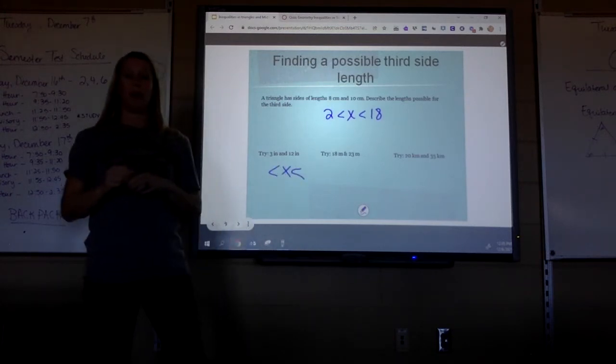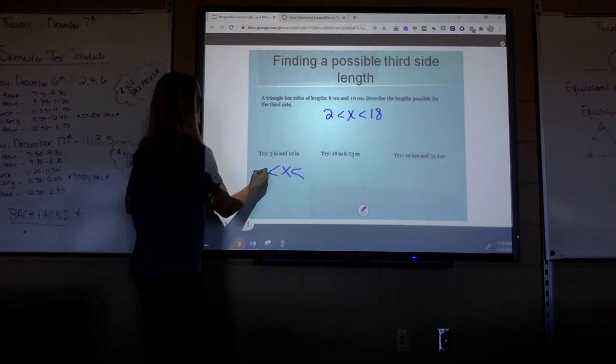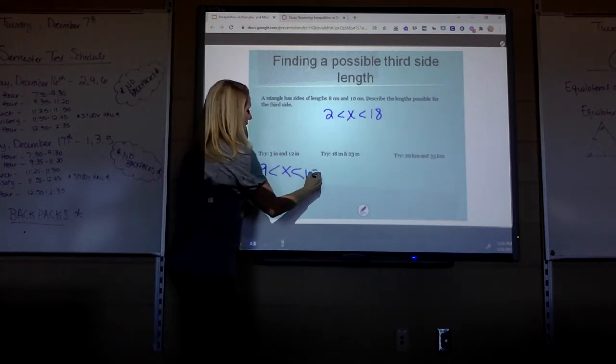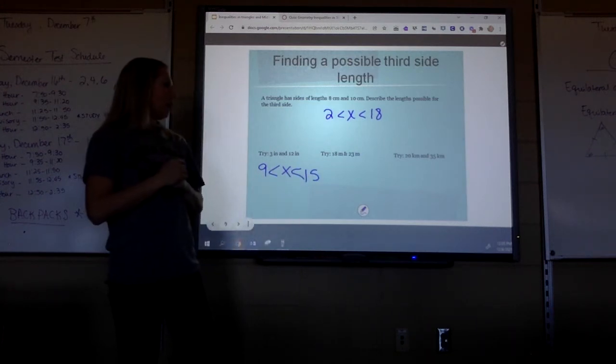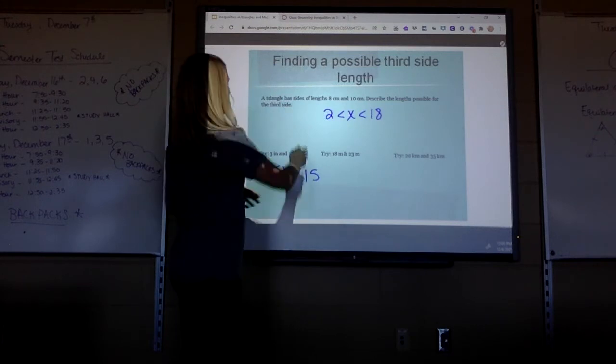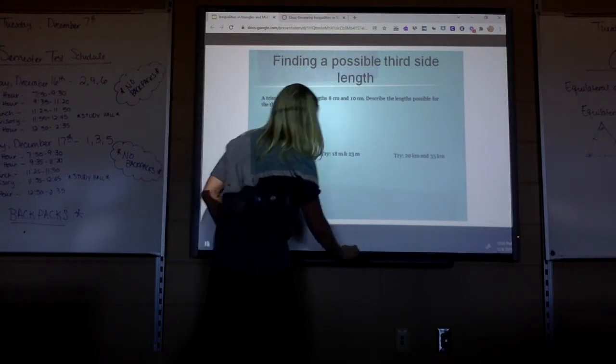So 12 minus 3, 9. 12 plus 3, 15. And so on. I hope you get that. Just add the numbers and subtract the numbers, or subtract and then add.